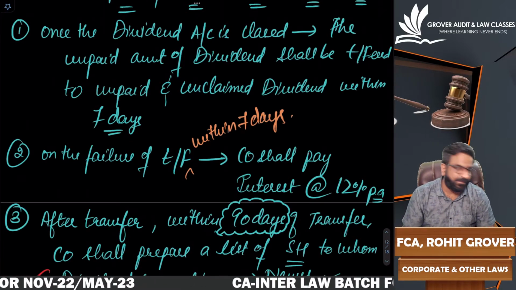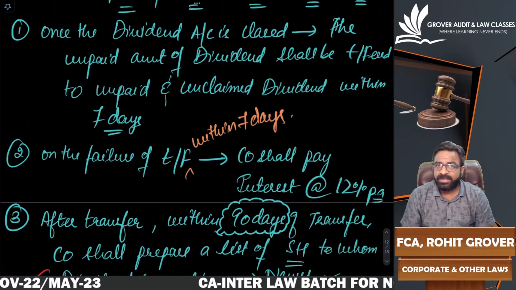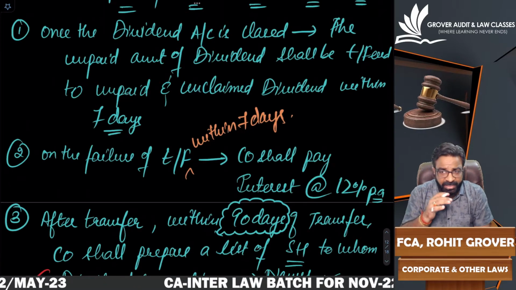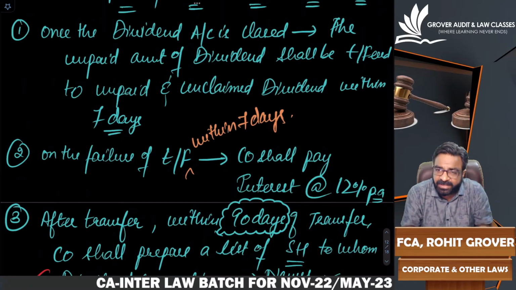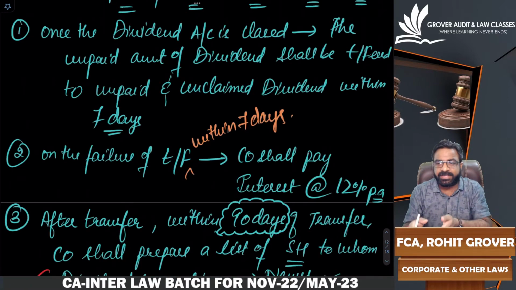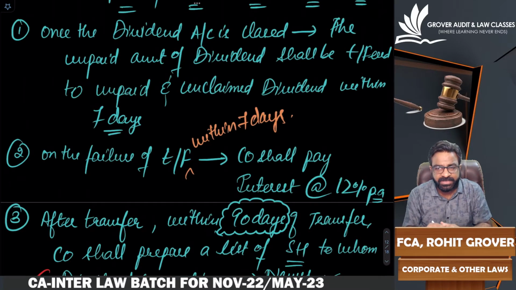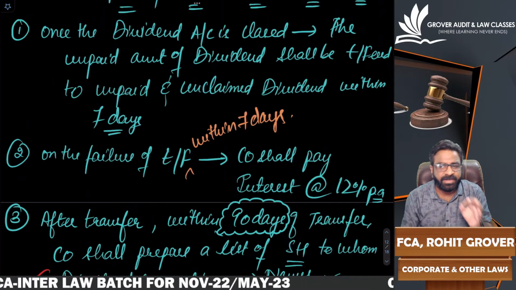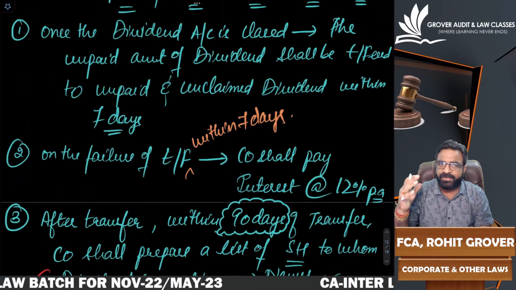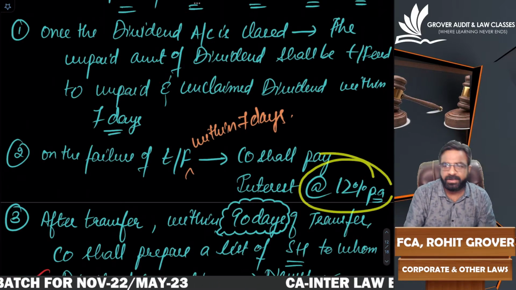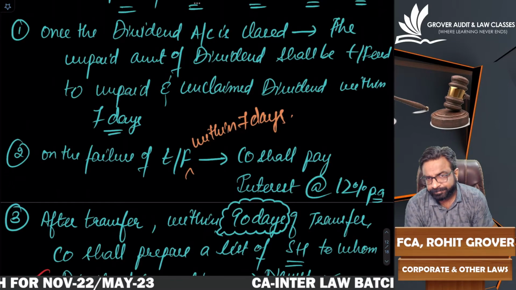18% is when the company fails to pay the dividend within 30 days. Now, here, company is not failing to pay the dividend. Company is failing to transfer the dividend from the dividend account to this account. Within how many days should it have transferred? 7 days. But it transferred after 7 days. So after 7 days, whatever the number of days you delay, you will end up paying interest at the rate of 12% per annum.